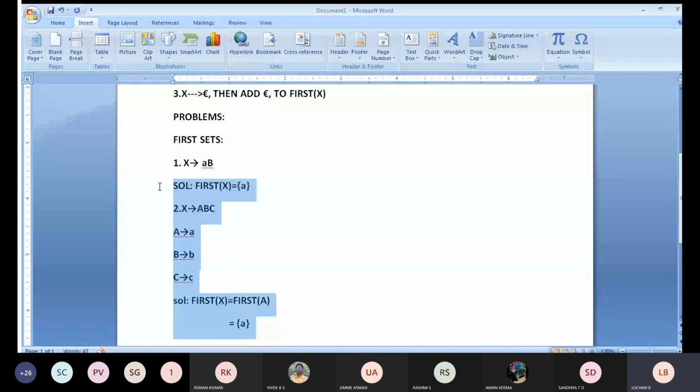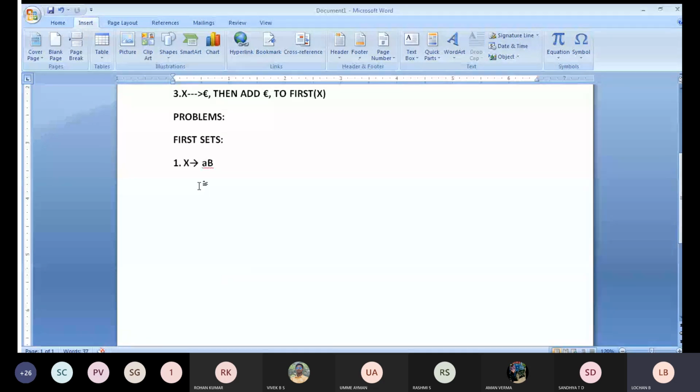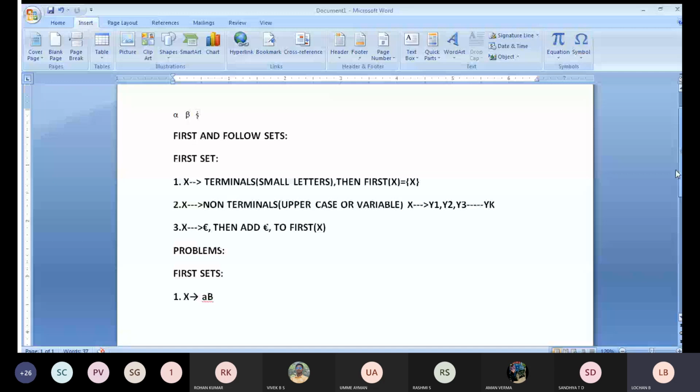See what we will be doing in today's concept: we are going to do First and Follow sets. To solve First, we will have three important steps. If you see the notes, I have given 3 points here. So which are the 3 points?